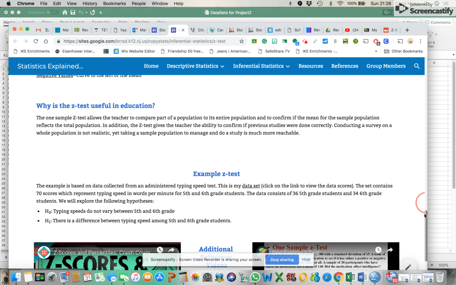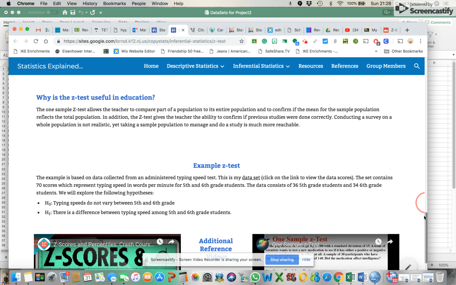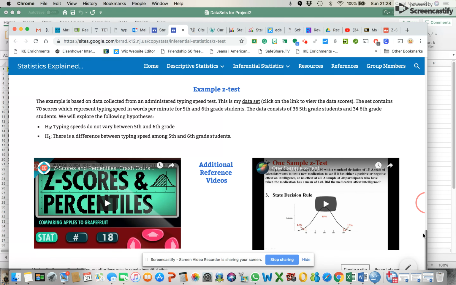Below it will be an example of the Z-scores, and then below that would be the 2 additional reference videos. So, and that's it.